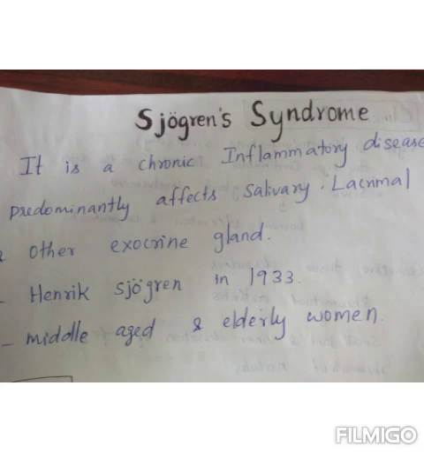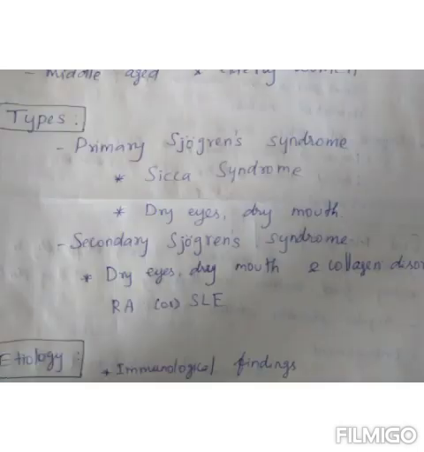Sjogren syndrome is an autoimmune disorder. It is a chronic inflammatory disease that predominantly affects salivary, lacrimal and other exocrine glands. It was described by Henrik Sjogren in 1933. It predominantly affects middle-aged and elderly women. It is very important: middle-aged and elderly women are predominantly affected.